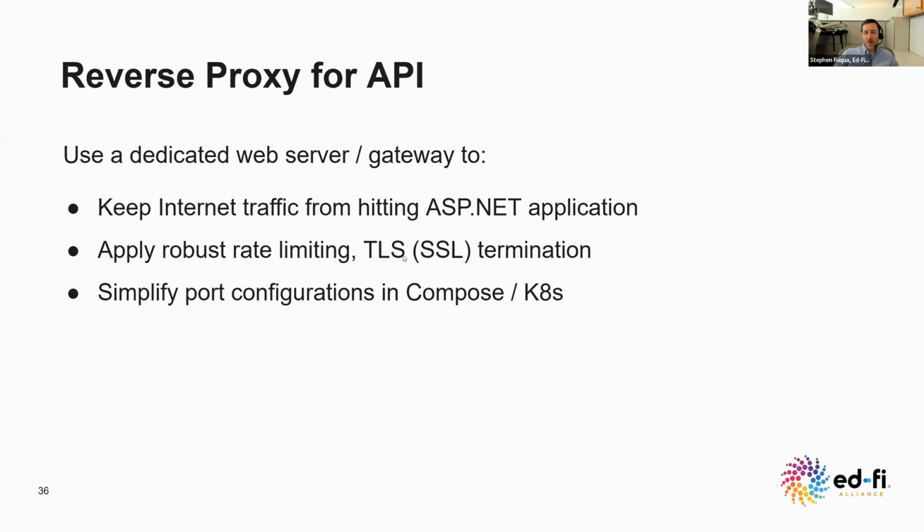Although you can, of course, do secure TLS termination in Kestrel and .NET, and you can do robust rate limiting. It's even better to use an external tool that's purpose built. You can also, in your configurations, when you're bringing together the full network, I've shown Docker Compose, but we'll talk about Kubernetes later. Simplify your port configurations by having a web server sitting in front of your .NET application.